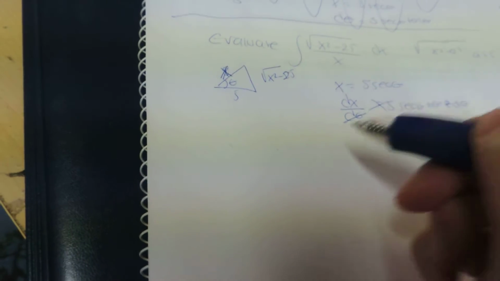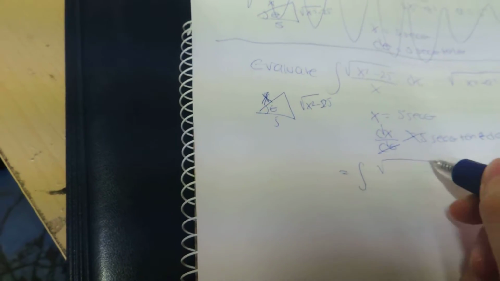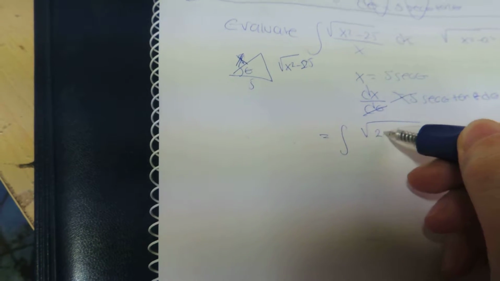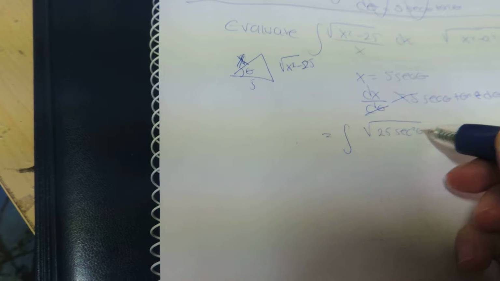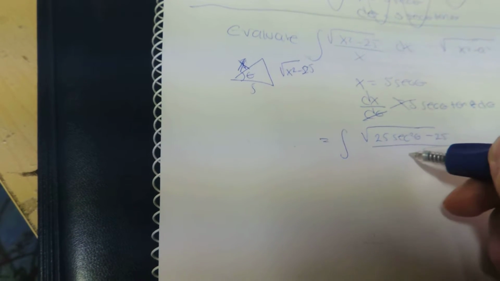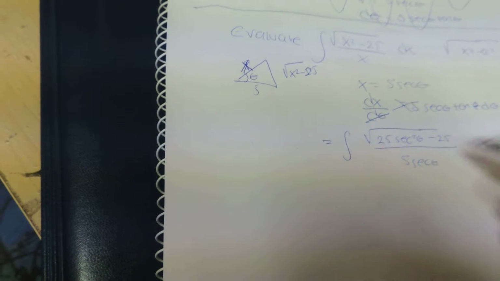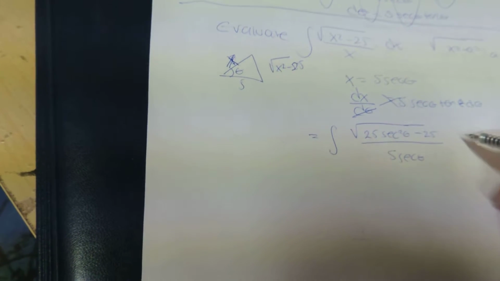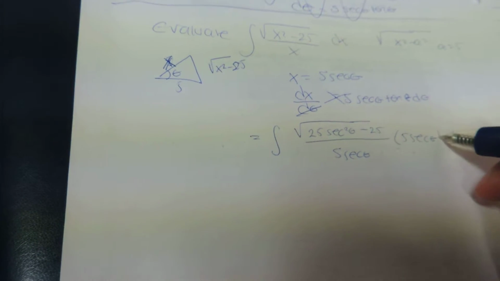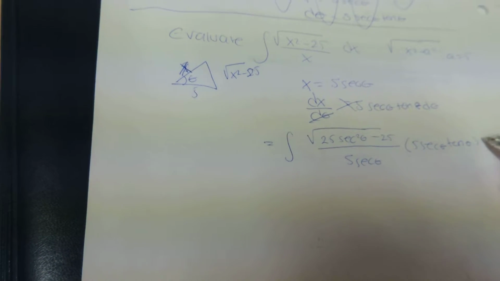So when we put this into the integral, we can get that the integral is equal to the square root of x. Since x is 5 secant theta, when we square that, we can get 25 secant square theta minus 25, all divided by 5 secant theta times dx, which in this case is 5 secant theta tangent theta d theta.